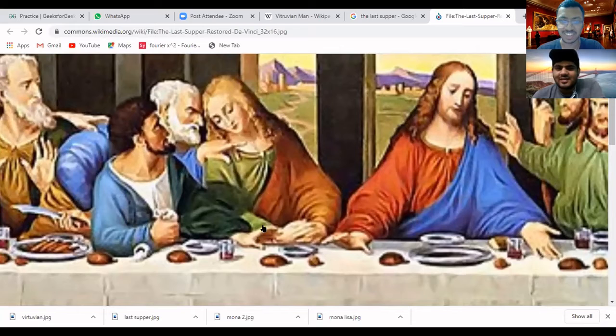You can see his hand. He had something in his right hand. This also has a story. This is actually the payment. Leonardo da Vinci has depicted it as the payment that he will get for betraying Jesus.